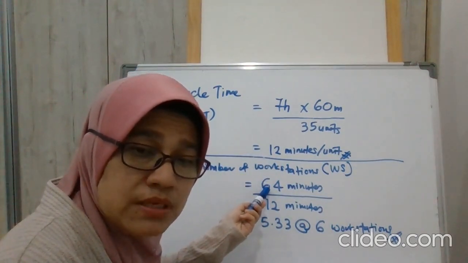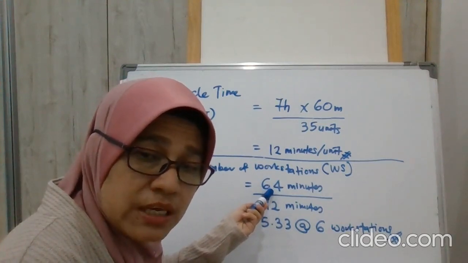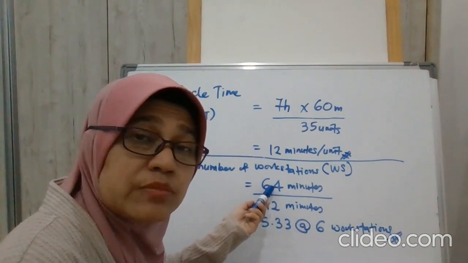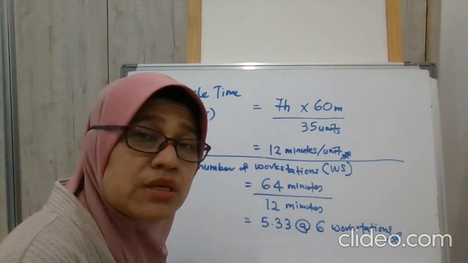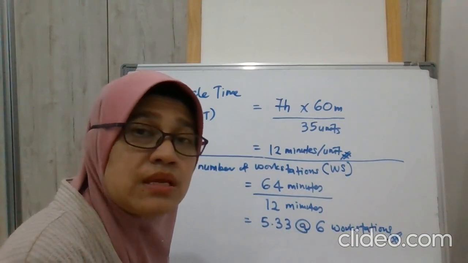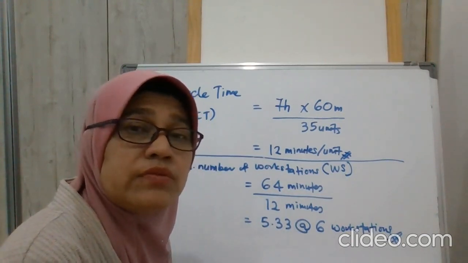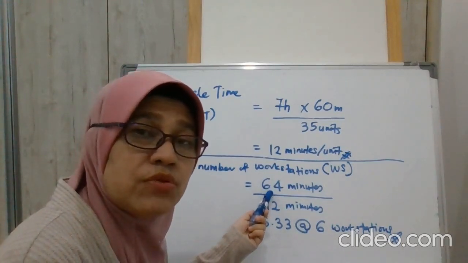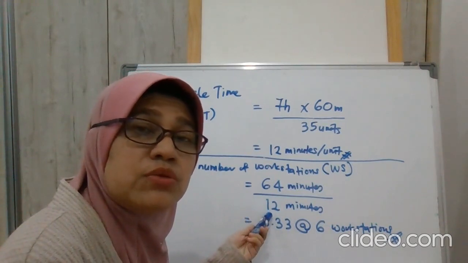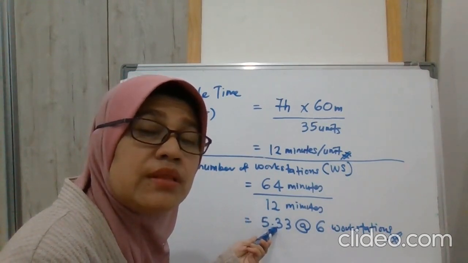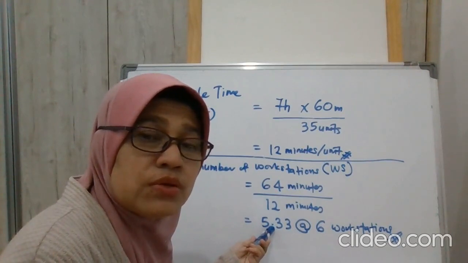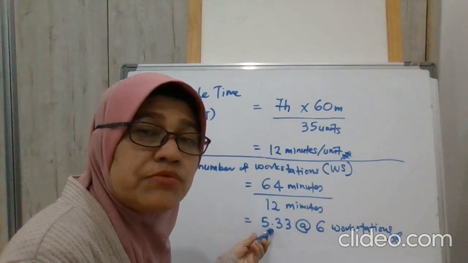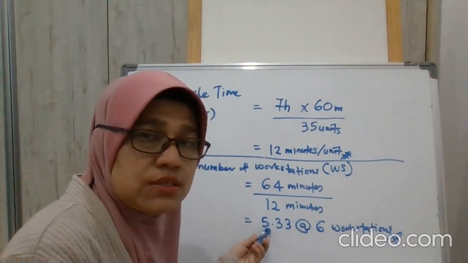Now, what is productive task time? Productive task time is where you add up all the task time from A until I. Campurkan ke semua task time daripada task A yang mula until the end of the task that is I. When we add up all the task time, we will get 64 minutes. So 64 divided by 12, you will get 5.33 workstations. So in order to perform 9 tasks from A until I, we need to have 5.33 workstations.